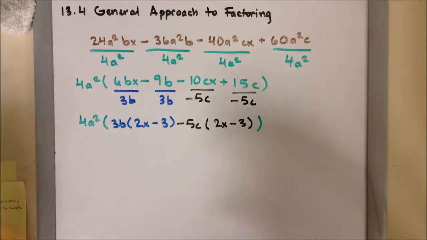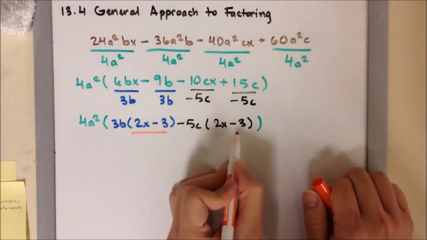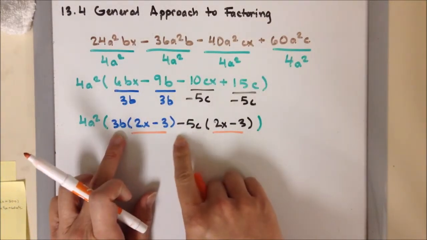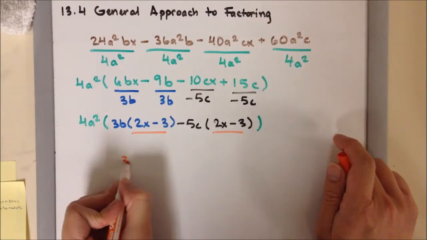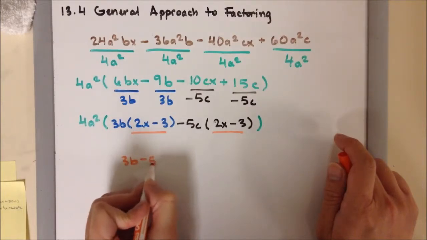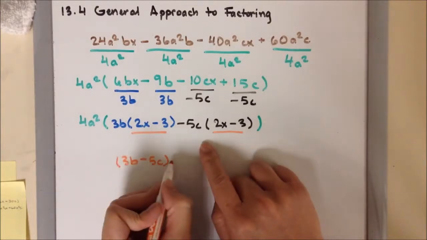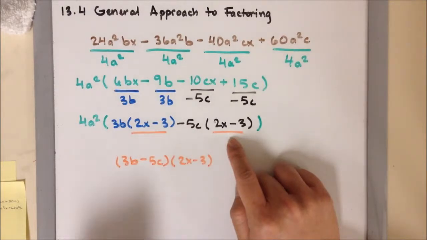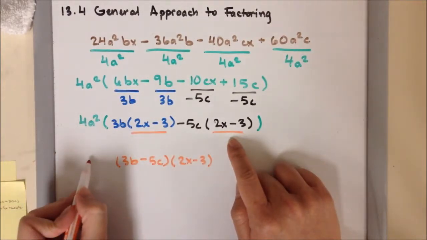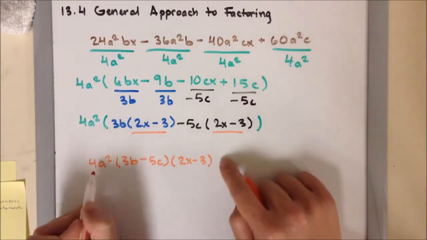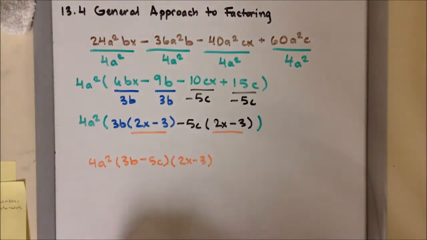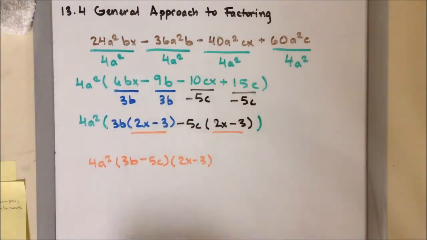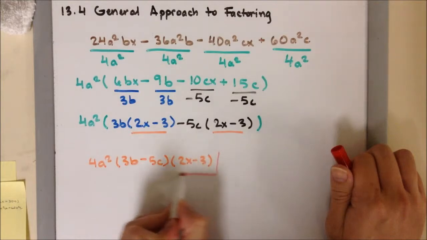So since these two expressions are exactly the same, same number, same variable, same sign, that means I'm going to group the 3b and the minus 5c together. So 3b minus 5c. Then I'm going to write this next, just once, 2x minus 3, close parenthesis. And then I bring down my GCF, which is the 4a squared. And I don't need to put another set of parentheses, which is okay. So this is the factors for this example. So let me box that up.